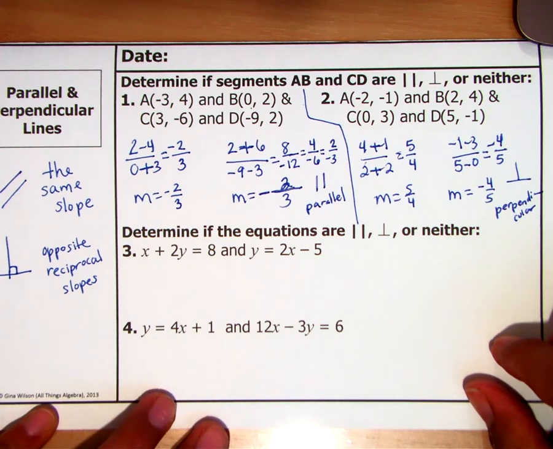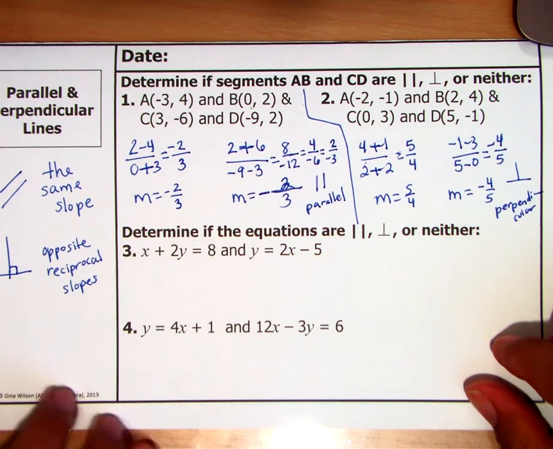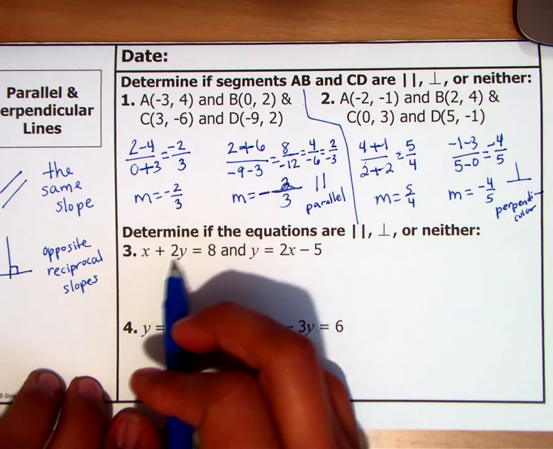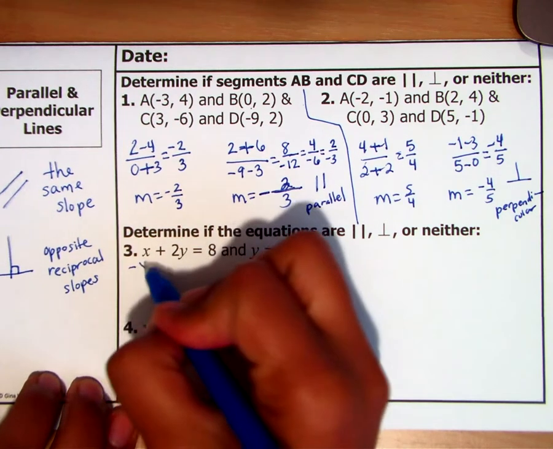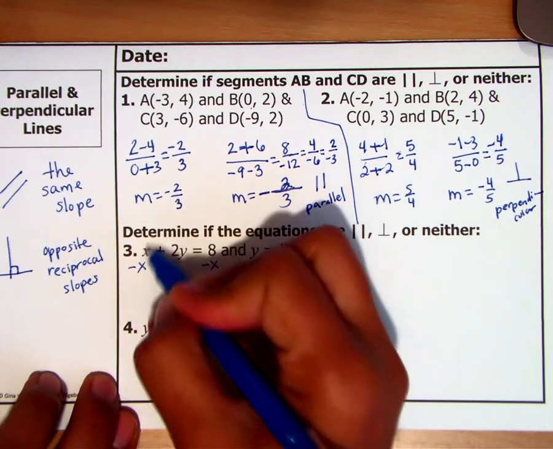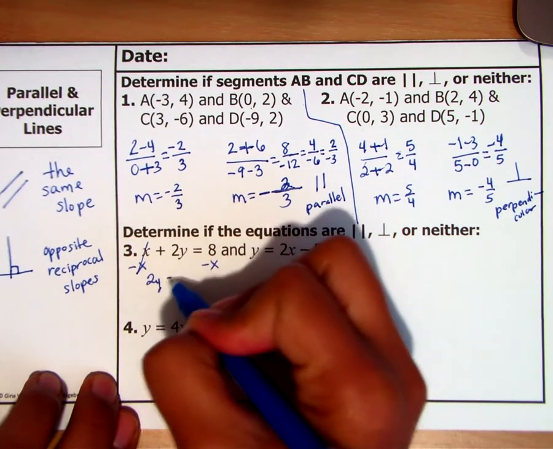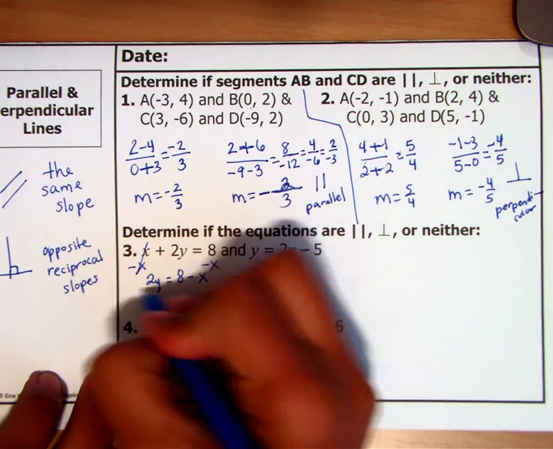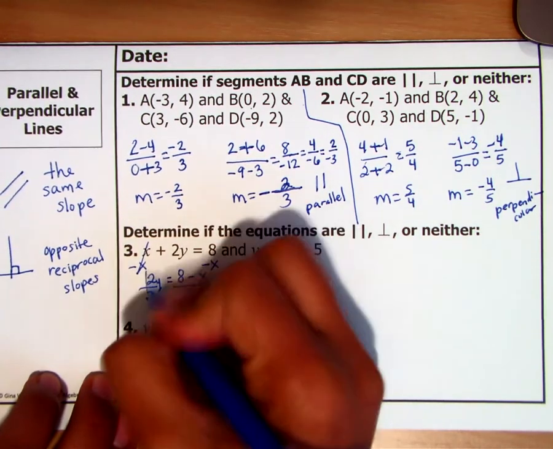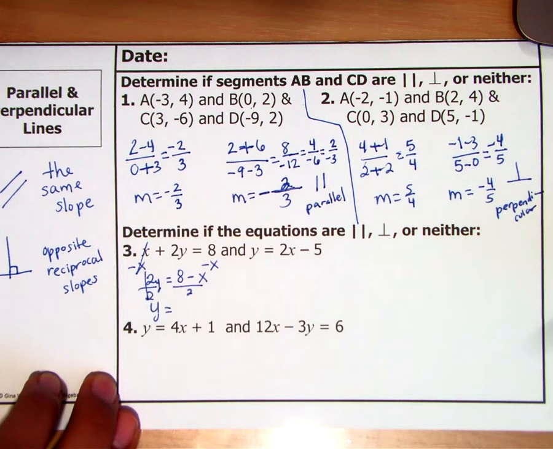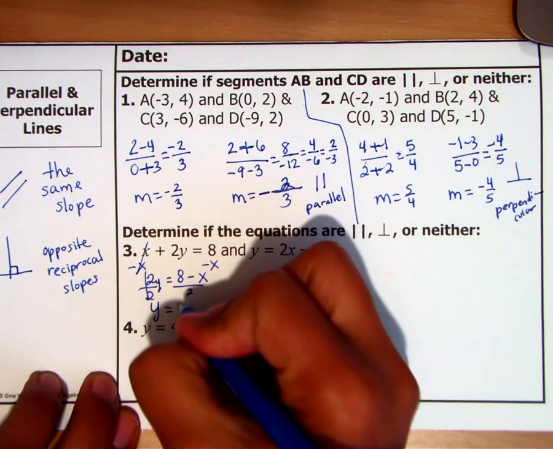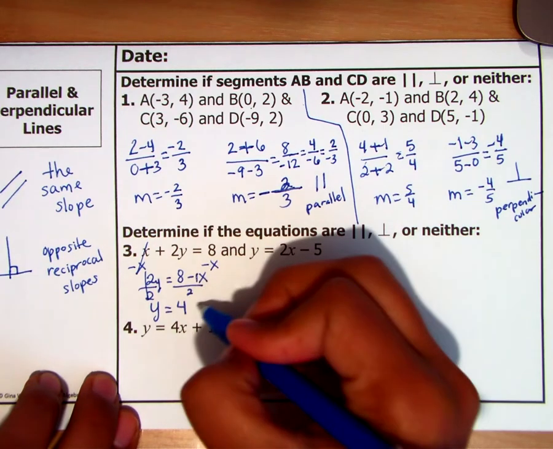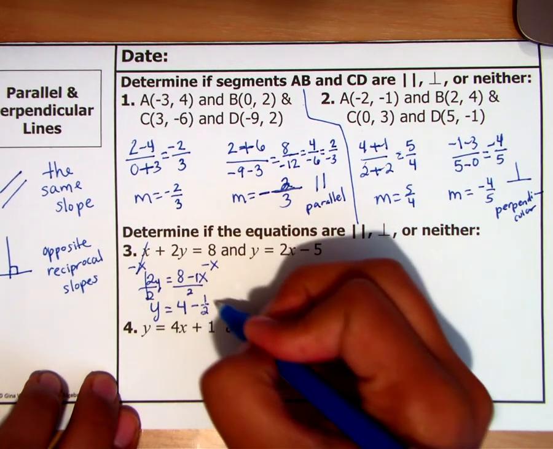Next, determine if the equations are parallel, perpendicular, or neither. Okay, so this one, I don't know the slope until I have y by itself. So I need to subtract x. That gives me 2y equals 8 minus x. Then I divide by 2. That gives me y equals 8 divided by 2 is 4. And there's a negative 1 here. Negative 1 divided by 2, let's leave it like that. Negative 1 divided by 2x.